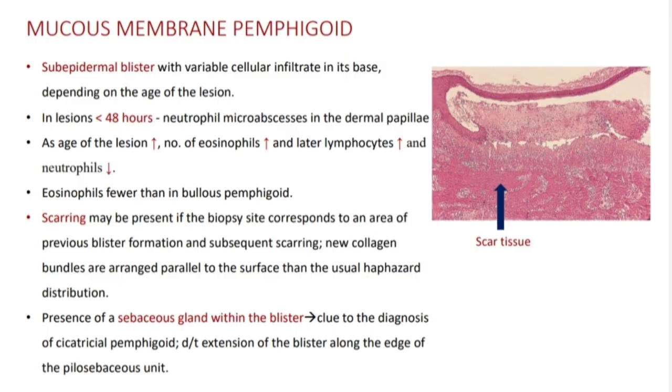This scarring may be seen as new collagen bundles arranged parallel to the surface rather than the usual haphazard arrangement of collagen. Then the presence of a sebaceous gland within the blister is a clue to the diagnosis of cicatricial pemphigoid, because this occurs due to extension of the blister along the edge of the pilosebaceous unit. So the image shows mucous membrane pemphigoid with a subepidermal blister and scar tissue.